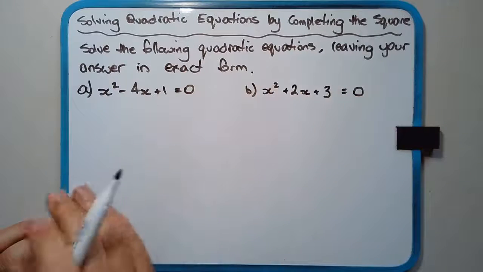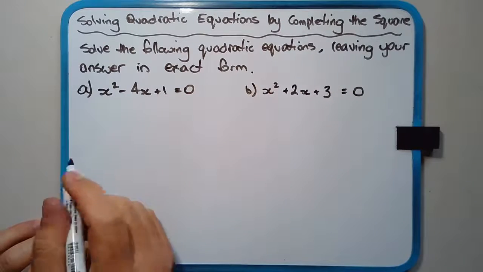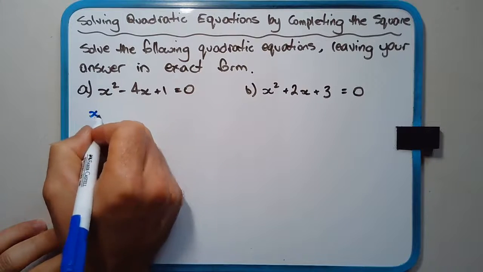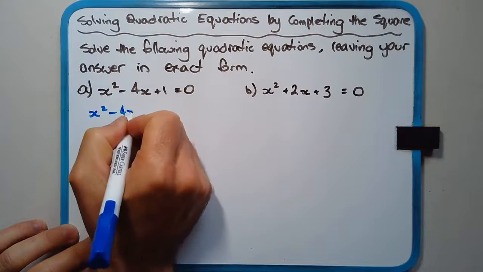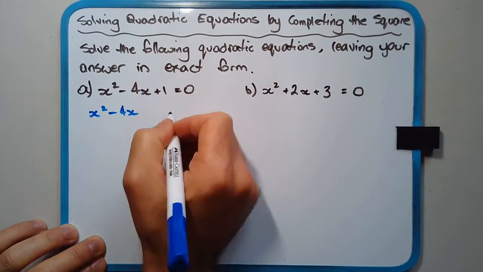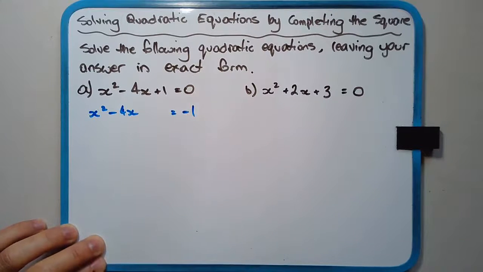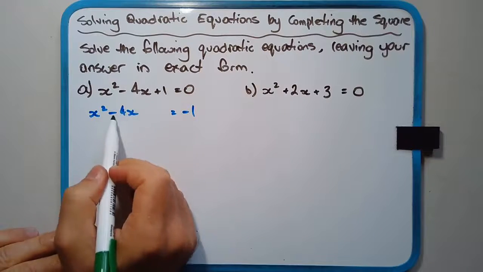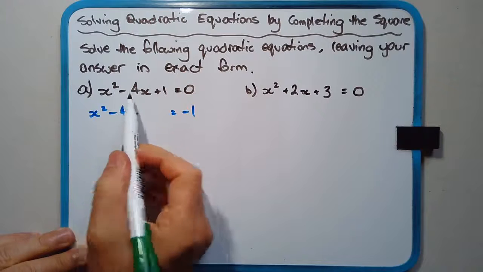You might recall this from the topic of products and factors. So what we're going to do is complete the square on the left-hand side. The first thing we're going to do, though, is move the +1 over to the other side, and that gives us -1 there. Then we complete the square on the left-hand side by halving the middle term. So this is the middle term, -4.